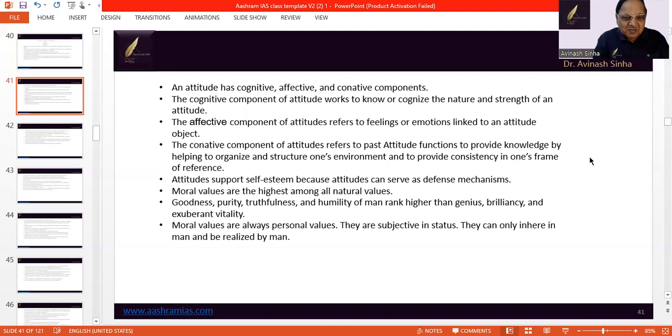Now, values are always personal, not objective, because they are subjective in their status. They are only inherent in man and they are realized by man. So they are personal in nature, subjective in nature.